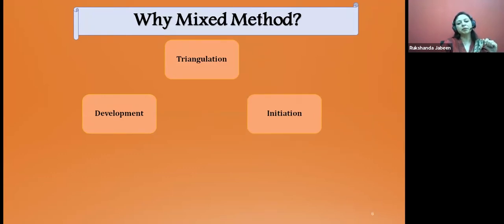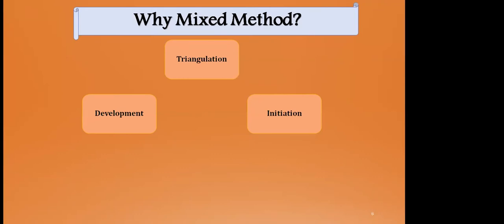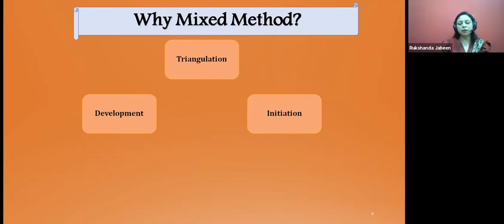Initiation. This is also very important. What is initiation? It discovers the paradoxes and the contradictions that lead to reframing of the research question or redirecting the path of the study. Because at times it happens that the data you've been collecting and analyzing compels the researcher to redirect its path or rethink the research question because of the difference in the data that has been found.